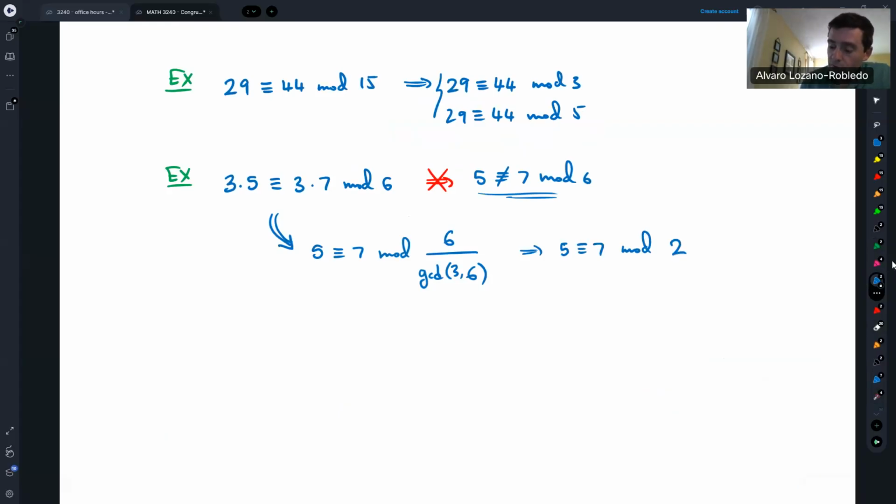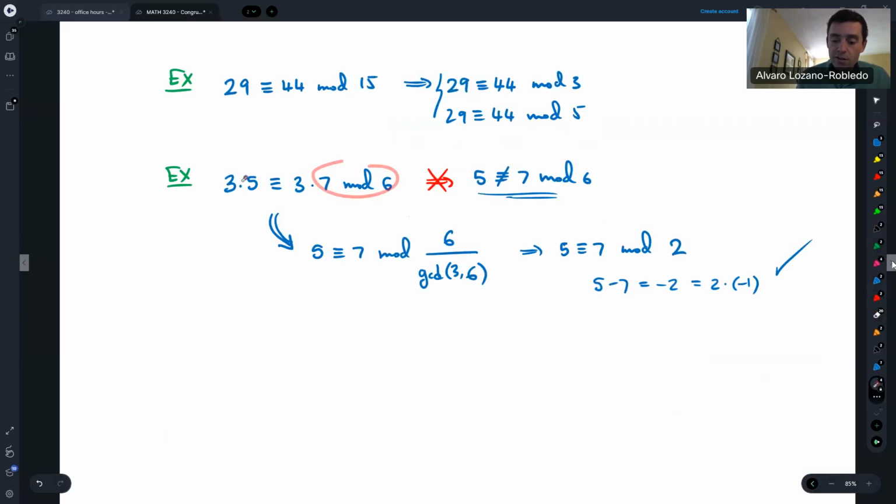And that is true. 5 minus 7 is minus 2, which is 2 times minus 1. So this is true. So you cannot just cancel the 3 in here because there is a GCD. The GCD is non-trivial with 6. So canceling, you have to be careful with the possible GCD. So I can't conclude this, but I can conclude this much. And that is true in this case.